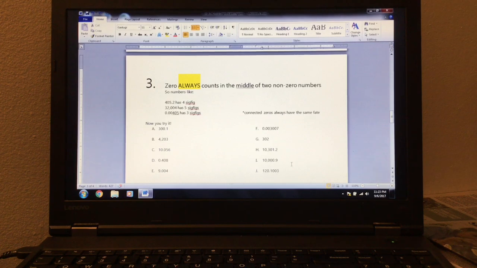J. Again, double on both sides, 120.1003. All of those will count because the zeros have a number to the left and a number to the right. And we have 1, 2, 3, 4, 5, 6, 7 significant figures.